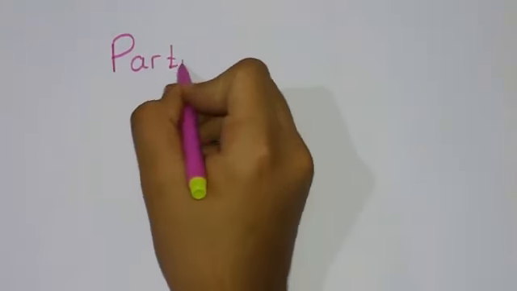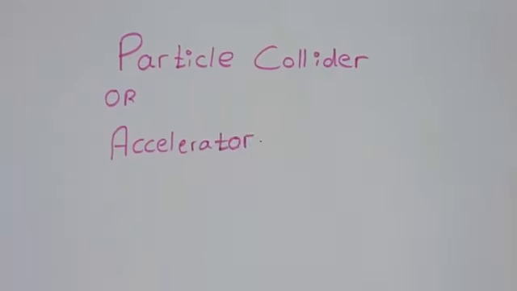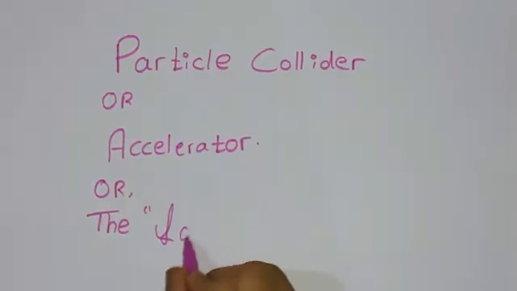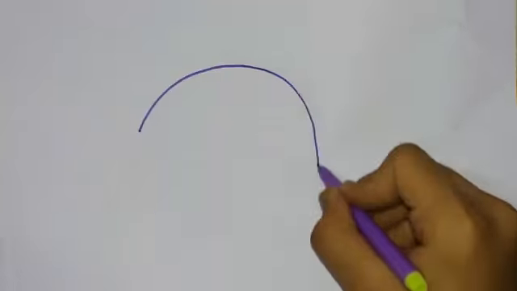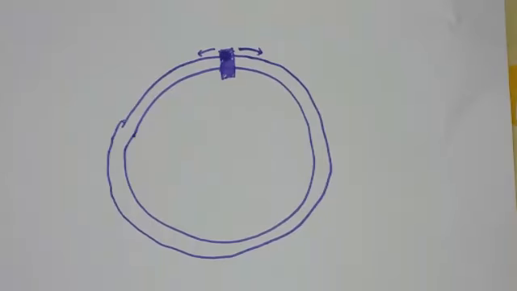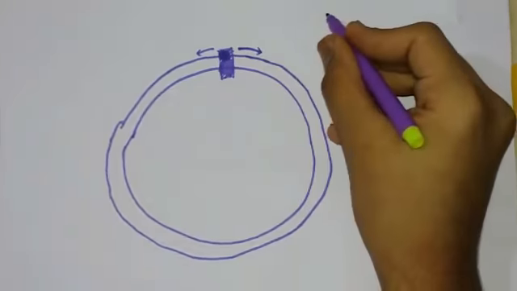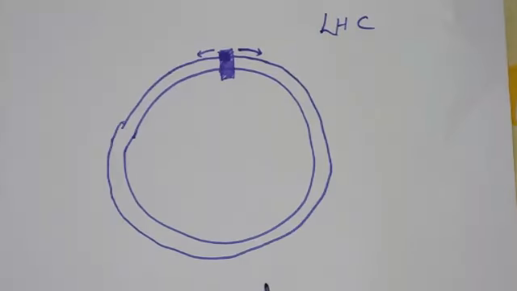So today I'm going to talk about particle colliders, also called accelerators. Almost everyone has heard about the Large Hadron Collider from CERN. This is the basic diagram of a collider, or I must say a Large Hadron Collider, or a particle collider.